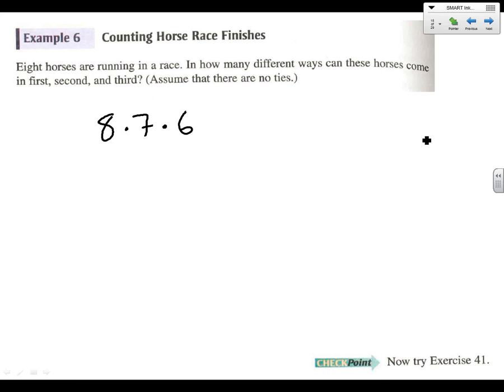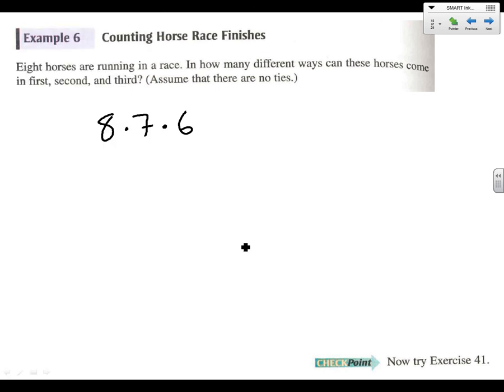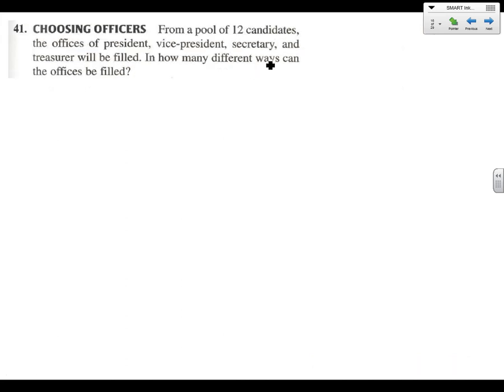So 8 times 7 times 6, that's our answer, and that is 336 different first, second, and third place winners. All right, see if you can answer 41 using the same thinking.